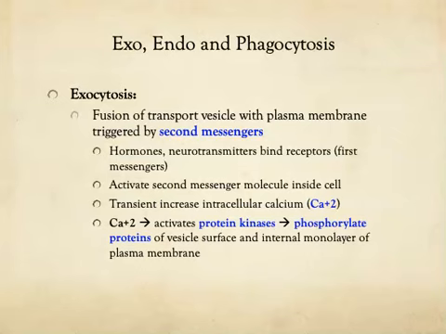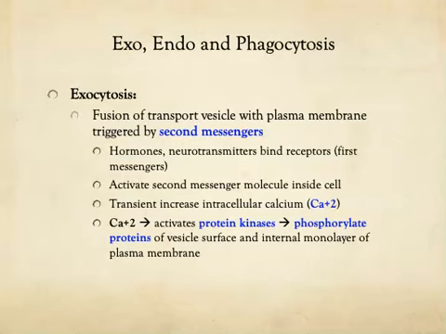That binding at the surface of the cell triggers an increase in intracellular calcium levels. The high calcium then activates protein kinase enzymes. And those protein kinase enzymes then phosphorylate protein, specifically the proteins that are on the surface of transport vesicles that are containing this protein that needs to be secreted.